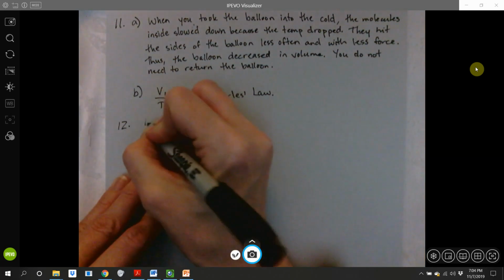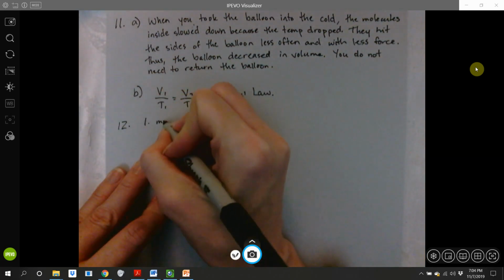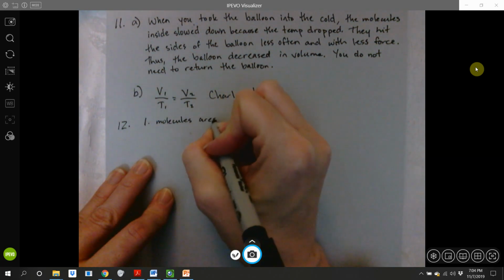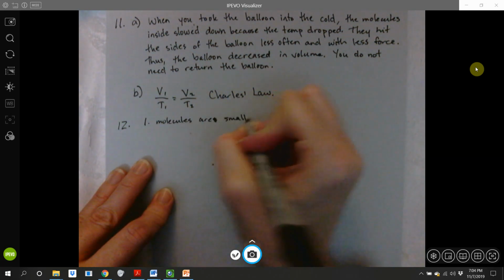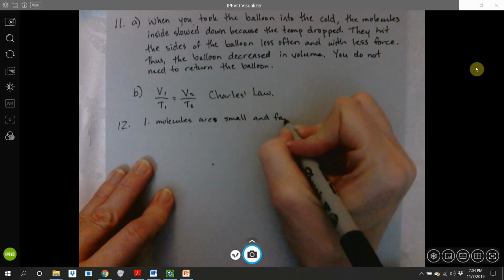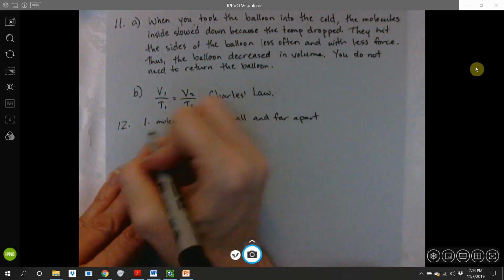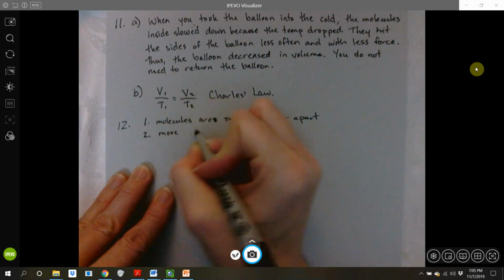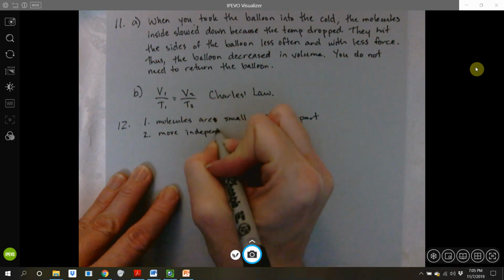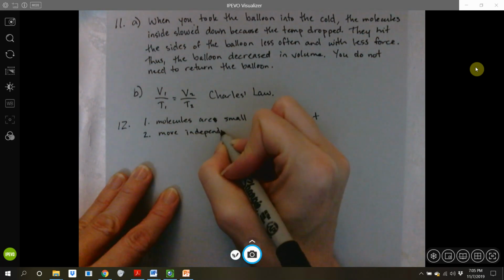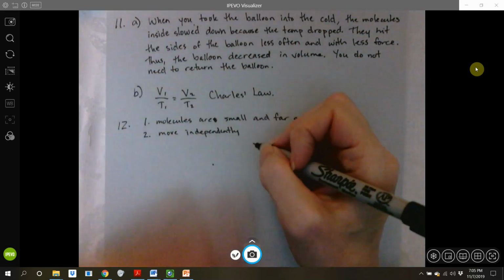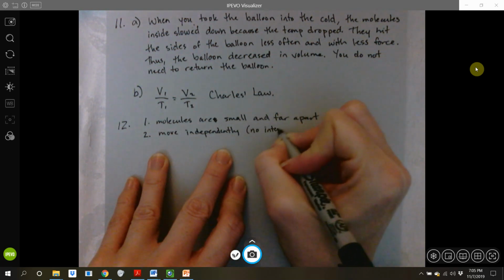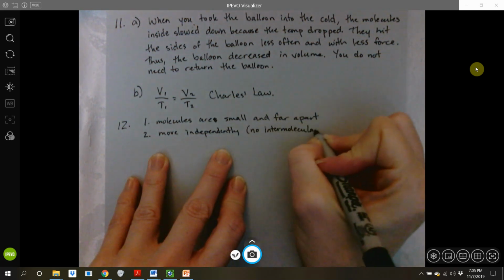So number 1, molecules are small and far apart. Number 2, they move independently. This means there are no intermolecular forces.